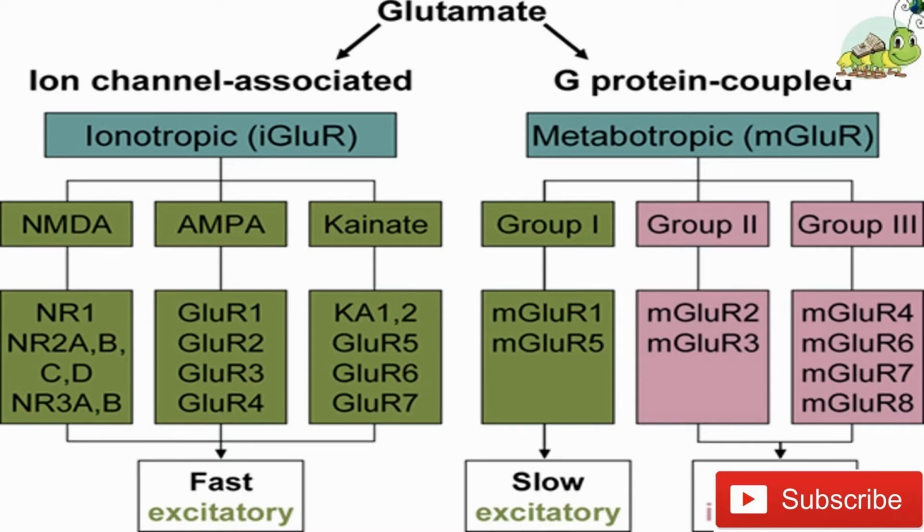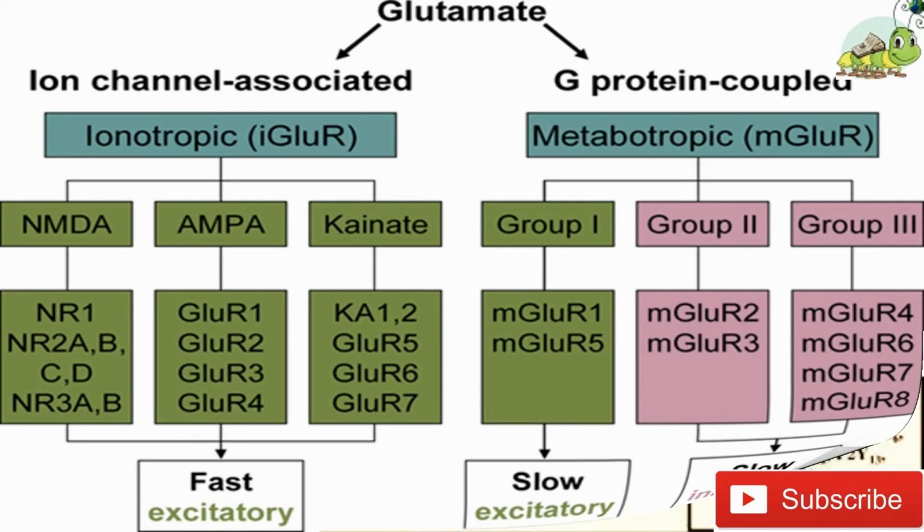Eight genes coding for metabotropic glutamate receptors have been identified and classified into 3 groups. Group 1 receptors are found postsynaptically, whereas groups 2 and 3 are found presynaptically. These receptors generate slow EPSPs, but probably at least as important, they trigger second messenger cascades.